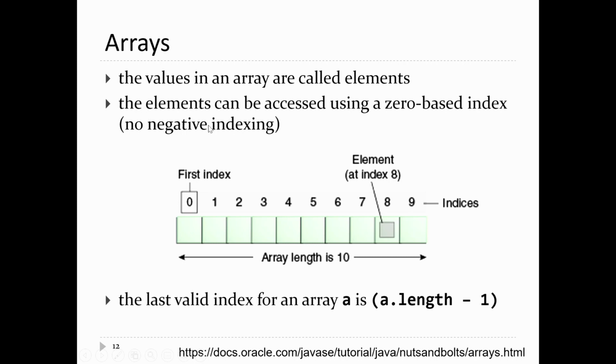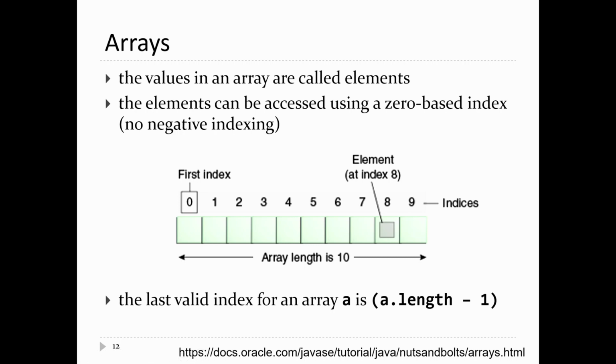You use an index to get to the value or to access the value, either to set the value or to access the value that's inside one of these boxes. The last valid index for an array is always its length minus 1. There is no negative indexing, unfortunately.